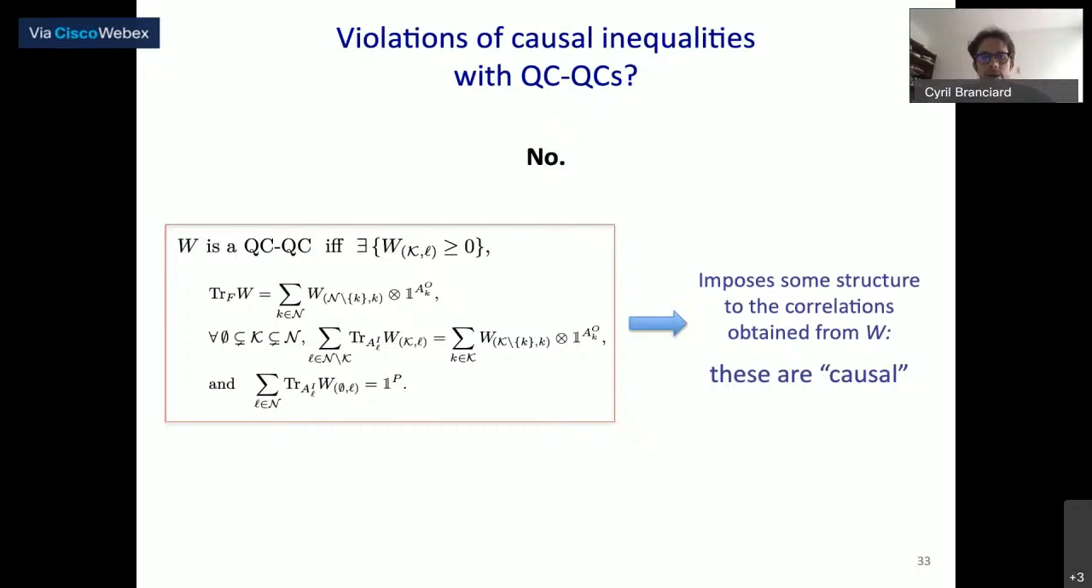We can prove that this particular structure for this characterization of quantum circuits with quantum control imposes some strong constraints on the correlations, and in particular that these correlations are causal. So no hope to get causal inequality violations, unfortunately.